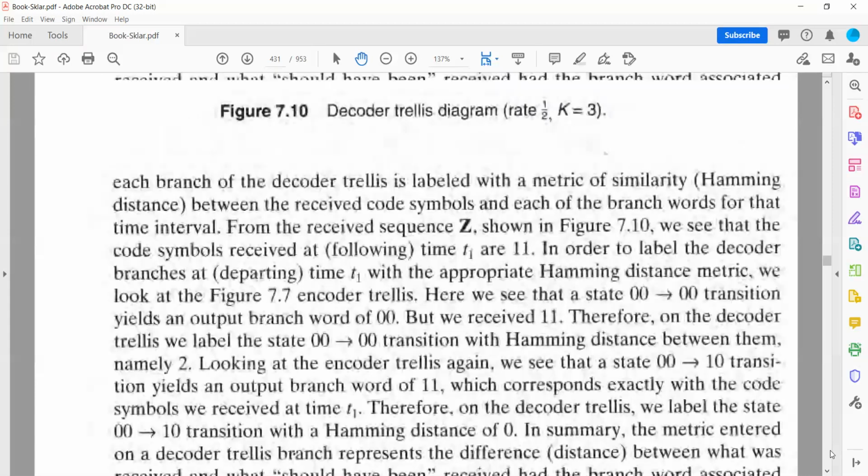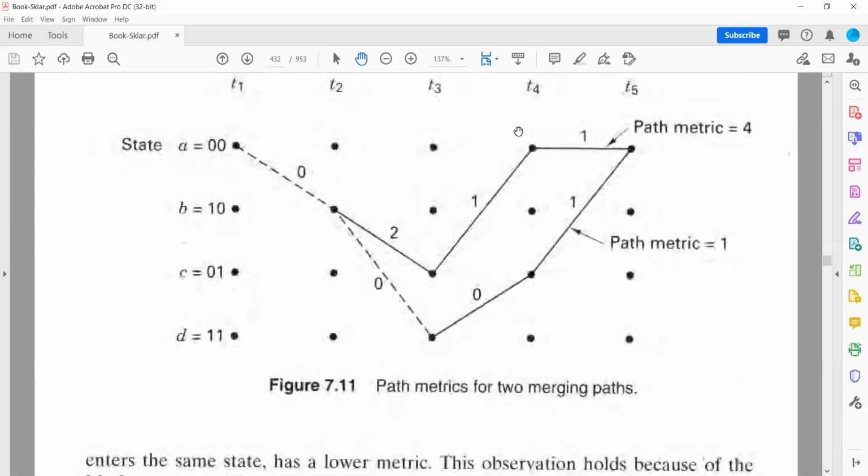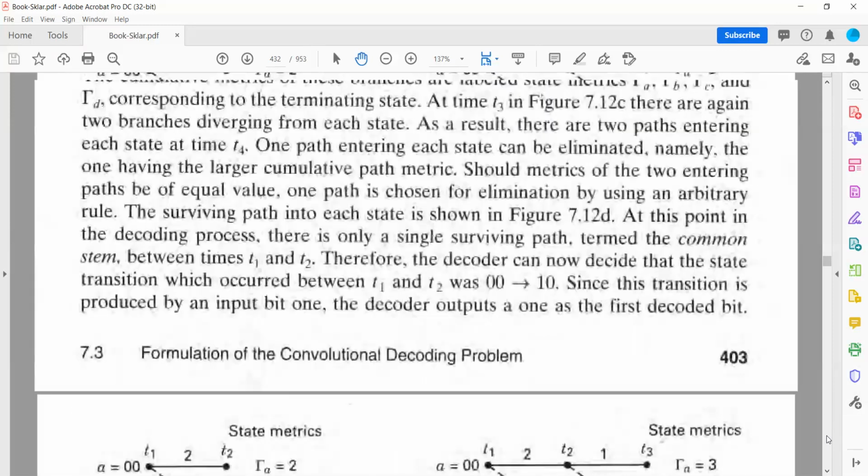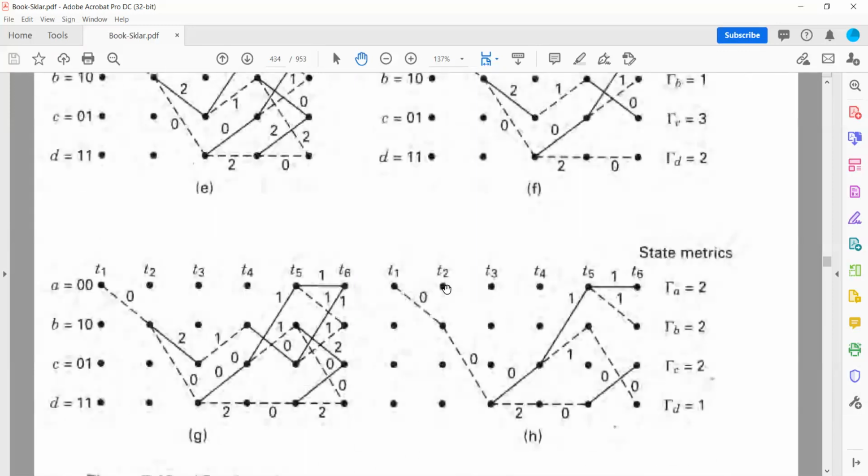That's what is shown in the diagram. This path is rejected, and at the same time we are rejecting the paths. So what is the final decoder trellis? This is the final decoder trellis. At this point, the nodes will have their updated state metrics. We have to trace back now. Trace back from which node? That node which has the minimum state metric. So this node has the minimum state metric.